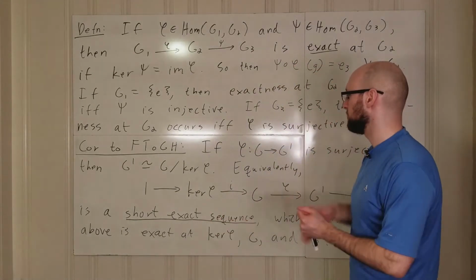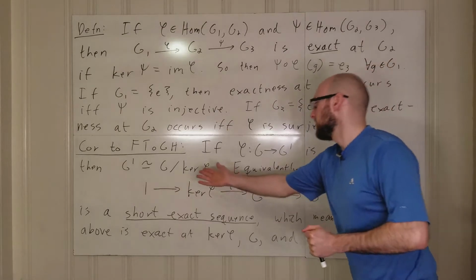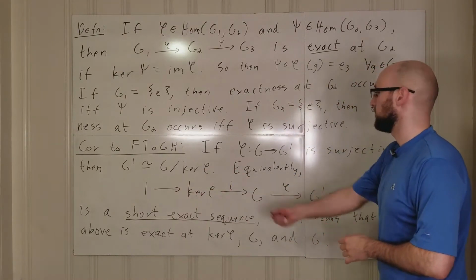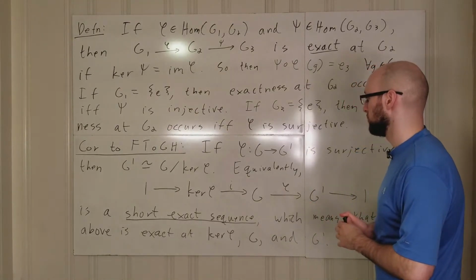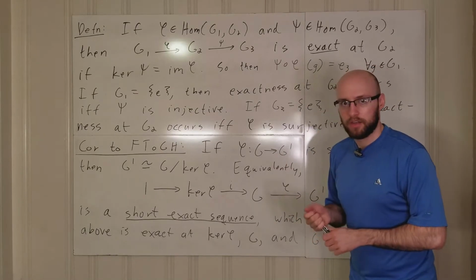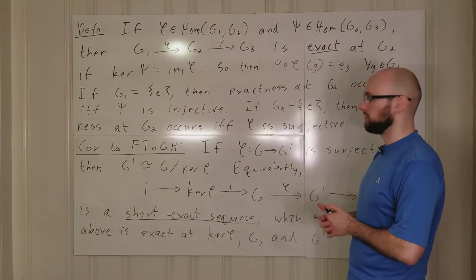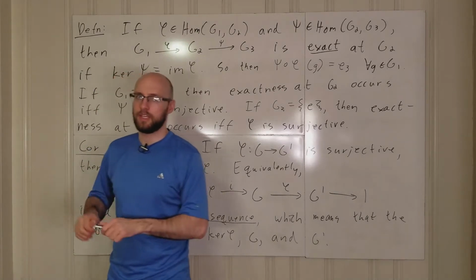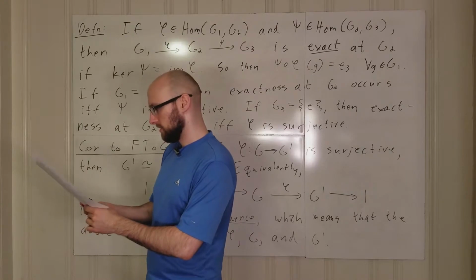So that proves that if phi here is surjective, then this is a short exact sequence. And it's kind of easy to see that the other way also holds: if this is short exact, then this must be a surjective map, because of the things that it does. So that's that.